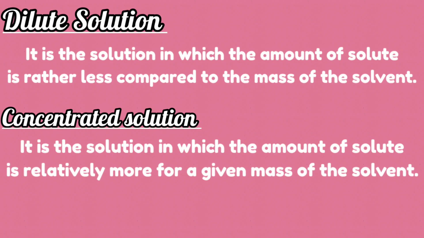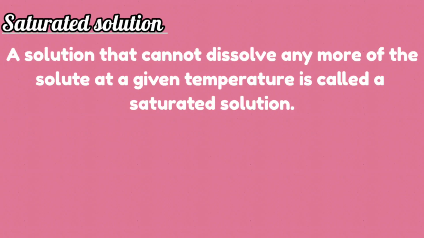Dilute solution. It is the solution in which the amount of solute is rather less compared to the mass of the solvent. Concentrated solution. It is the solution in which the amount of solute is relatively more for a given mass of the solvent. Saturated solution. A solution that cannot dissolve any more of the solute at a given temperature.